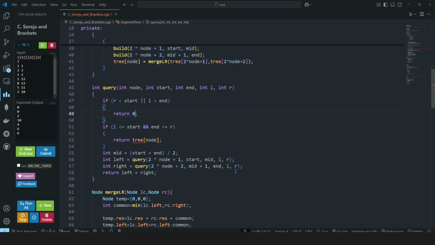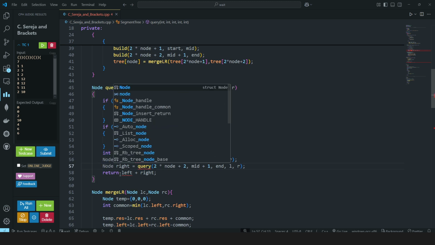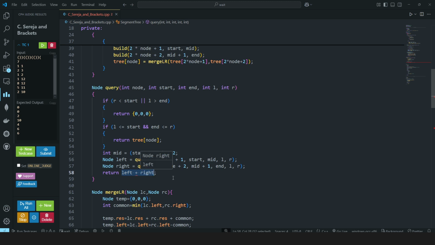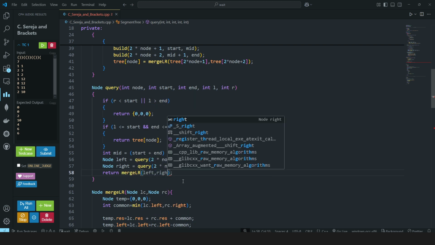When it goes out of the range, what do we have to return? Instead of returning a single zero, I have to return a triple zero here, like this. That is, the value of all left, right and result will be 0. This query will also return a node, right? A node data type. And what we have to return then is the merge of the left and right. So I will say merge of L and R, for the left part and the right part.